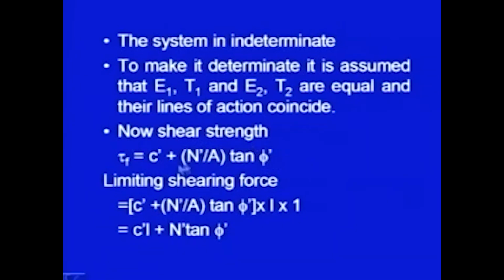Now, shear strength can be given as tau f is equal to C dash plus N dash upon A into tan of phi dash, that is, C dash plus sigma dash tan of phi dash. So, the limiting shearing force will be equal to this into area. So, C dash plus N dash, the effective normal force, upon A into tan phi dash into L into 1. Area is nothing but L into 1, so it is multiplied by this. So, the limiting shearing force will be equal to C dash L plus N dash tan of phi dash.